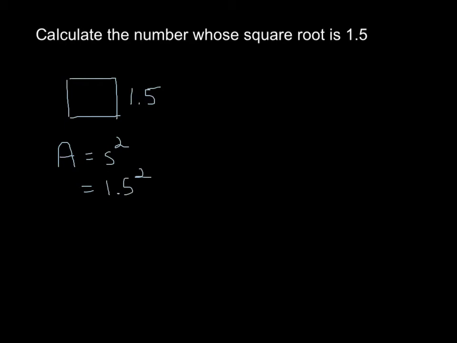So the number whose square root is 1.5 is just equal to the square of 1.5, which is 1.5 times 1.5, which is equal to 2.25.